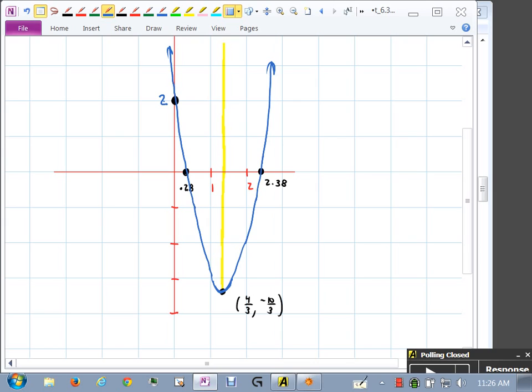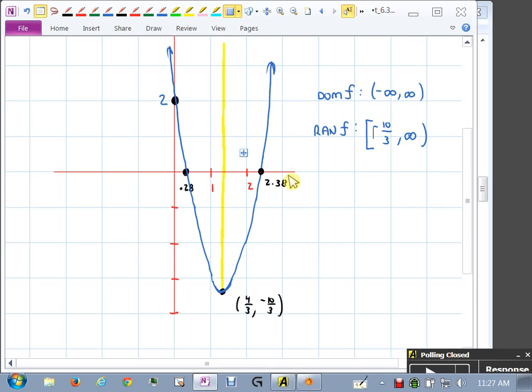Now, there are some other things we haven't answered on the question. It says graph the function. There's the graph. It says find the domain and range. What's the domain of this function? Negative infinity to infinity. What's the range of this function? Negative 10/3 to infinity. Do I bracket that negative 10/3? Yes. Okay, so for the range, remember the y values. The y values go from negative 10/3 up forever.